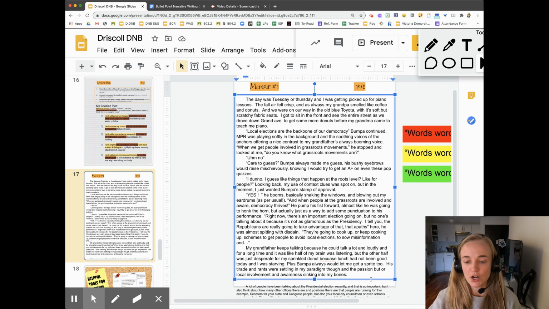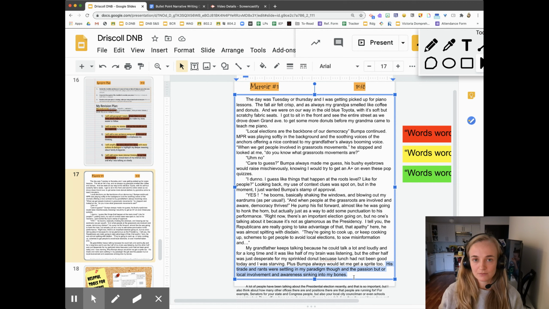And let's start at the end. I know it sounds weird, but sometimes when I read my piece backwards and out loud, it really helps me to focus in on the sentence structure. So let's just read this last sentence out loud. Type in an F if you think I need to fix something in this, and type in a G if you think it's already great. Okay. His tirade and rants were settling in my paradigm, though, and the passion, but or local involvement and awareness sinking into my bones. F, do I need to fix something?